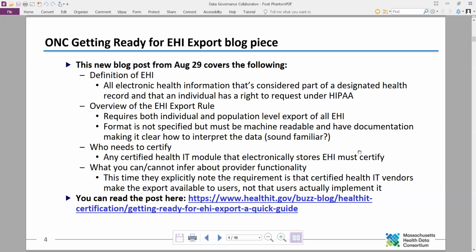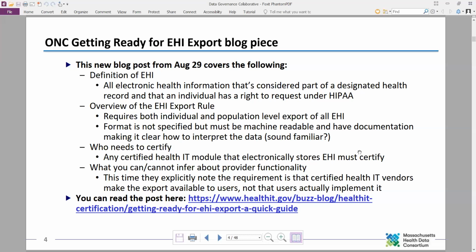So, for those of you who may remember, there's one component going all the way back to the May 2020 interoperability rule that isn't actually in place yet, and that is full EHI export, which is required by December 31st of 2023 this year. So last week, ONC put up a new blog piece discussing EHI export.